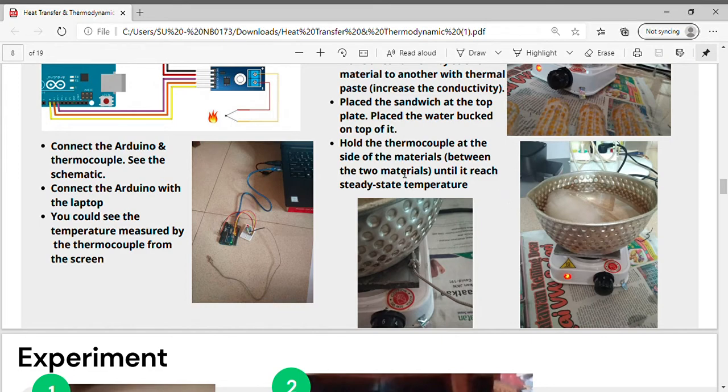And then after you put it into this sequence, you put the thermocouple between the two materials, so you can determine the steady state temperature of these two materials until it reaches steady state temperature, which is approximately 30 to 50 minutes. You should hold on to it. Be patient, alright?